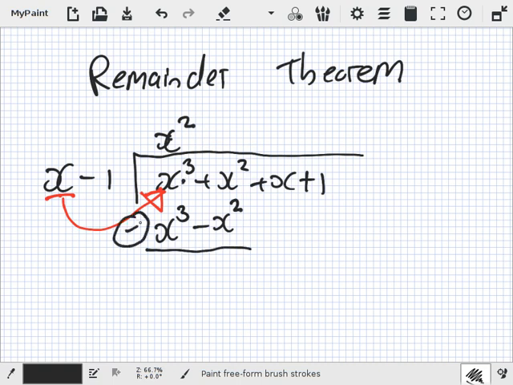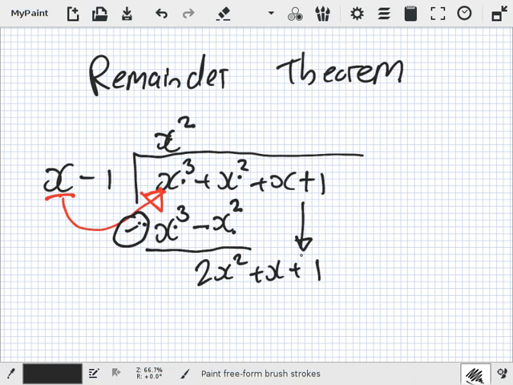Now, the next step you do is you minus. X cubed minus x cubed is gone, 0. X squared minus minus x squared. Very good, 2x squared. And lastly, you carry these down and you begin again.